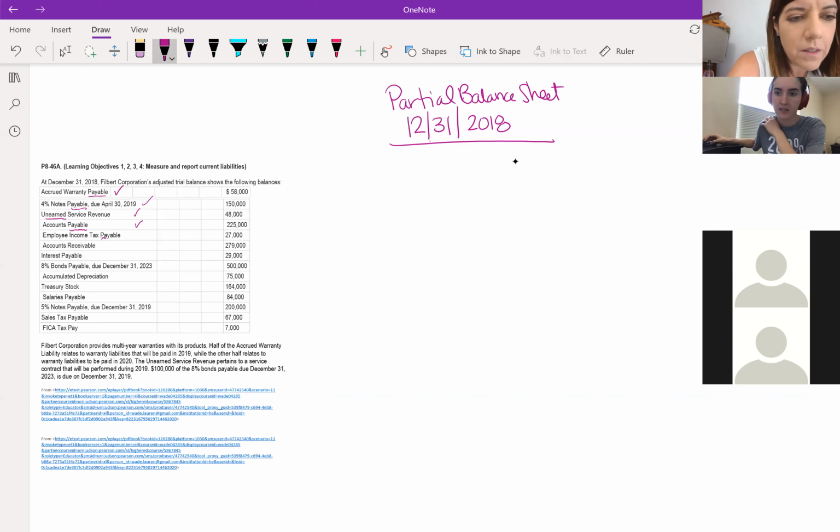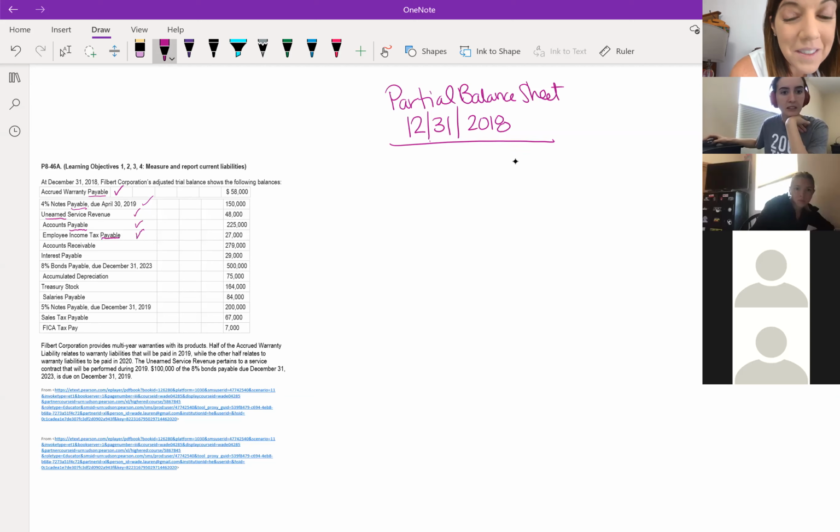Most of them will be liabilities, but there are a few. Employee income tax payable. Liability, because you know that payable word. Accounts receivable. What is it? An asset, right? That's an asset. Correct. It's an asset, so it's not going to be included. Just cross it out. Interest payable, liability. Bonds payable, liability. And what do we know about bonds payable? It's typically long-term, right? So most of it is long-term, but part of it will be current in this one.